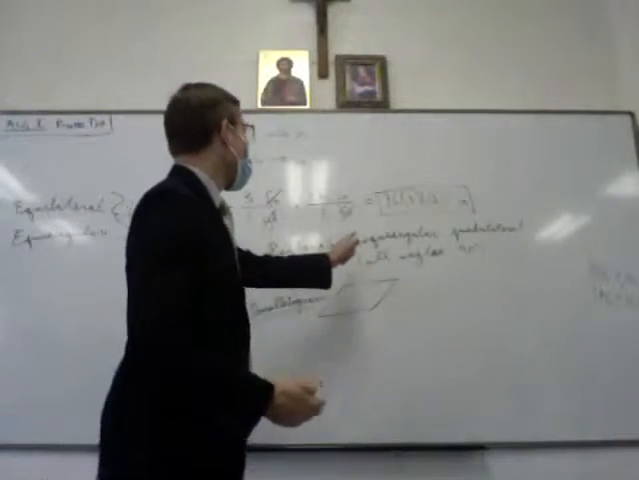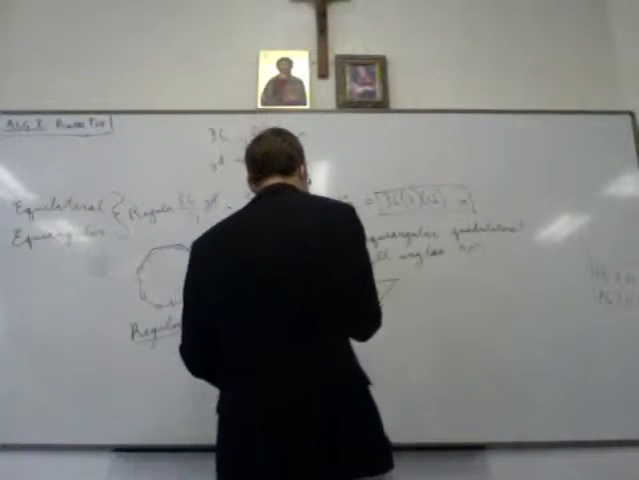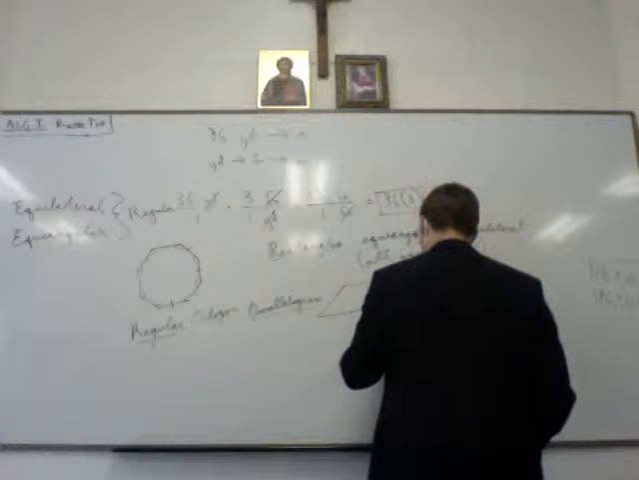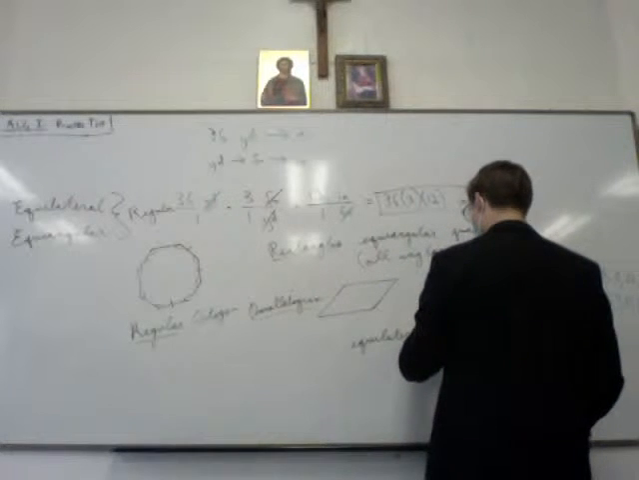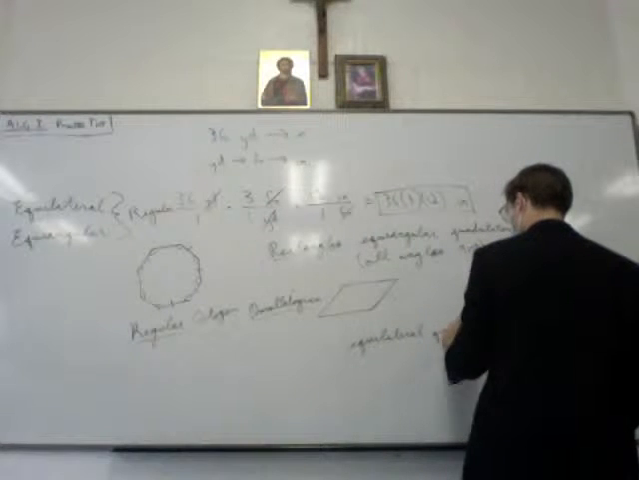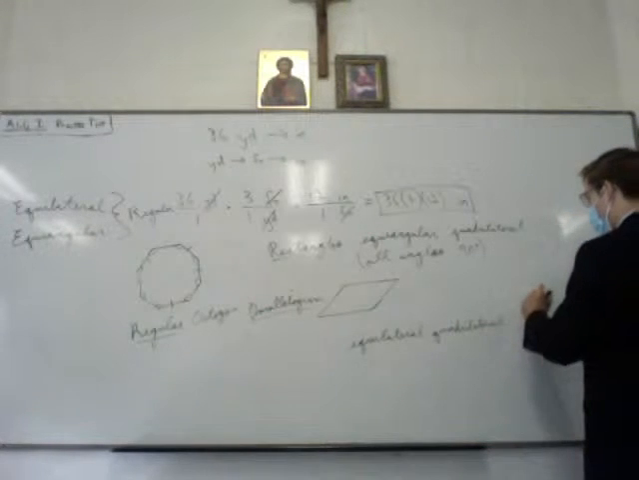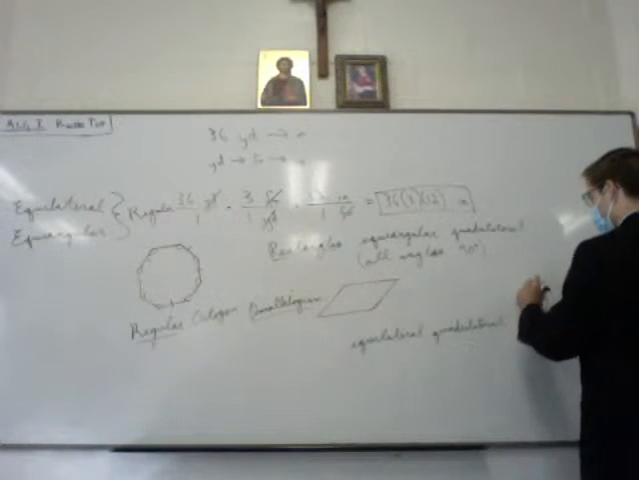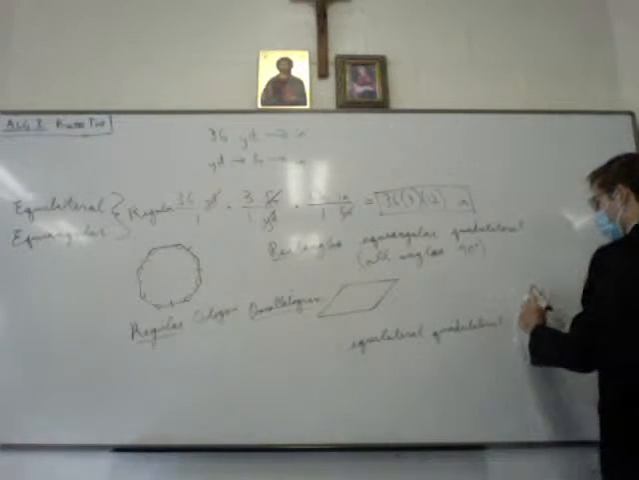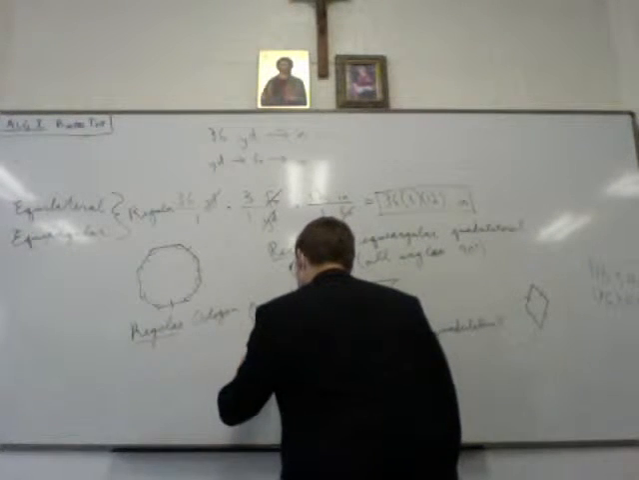So an equiangular quadrilateral is called a rectangle. What do we call an equilateral quadrilateral? A quadrilateral where all four sides are the same length. Anyone? A square is one type of these, but notice we could have this shape. This has four equal sides, but it's definitely not a square. Oh, I know. Rhombus? A rhombus, yes.